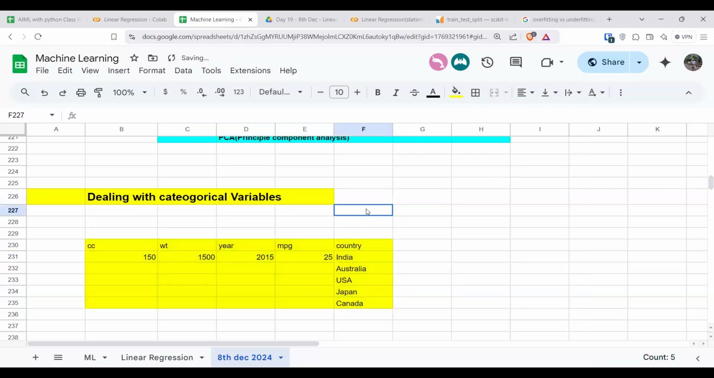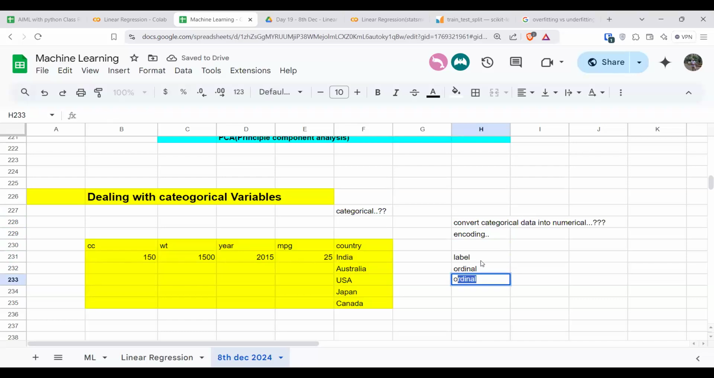So what do you do if you have categorical data, right? As I told you in the last session itself, we need to convert your categorical data into numerical by using encoding. It is known as encoding, right? And what encoding is, you convert your categorical data into numerical. There are different ways of encoding. We have label encoding, we have ordinal encoding, we have one hot encoding. There are different ways to do the encoding that we are going to see in the next session.